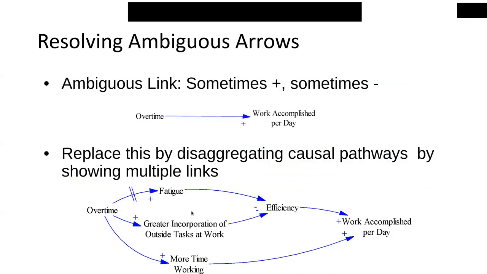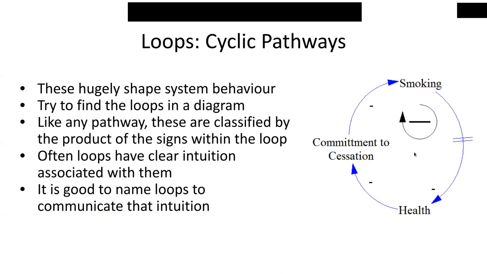We talked about the links associated with pathways, and often those pathways happen to be circular. We happen to have a pathway here from smoking that leads to this impact on itself at a later time.